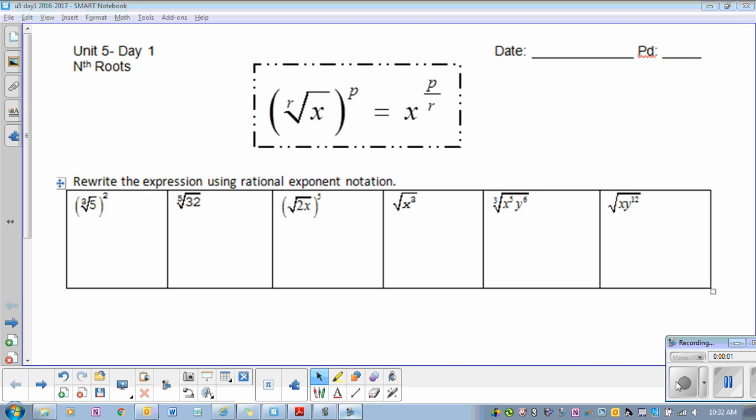In Unit 5, we're going to start off with something called nth roots. We're basically going to learn how to rewrite from exponents to radicals, okay? And then we'll look at simplifying them.